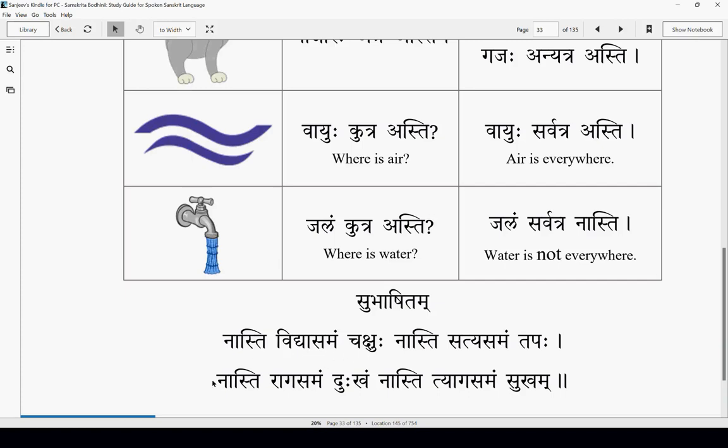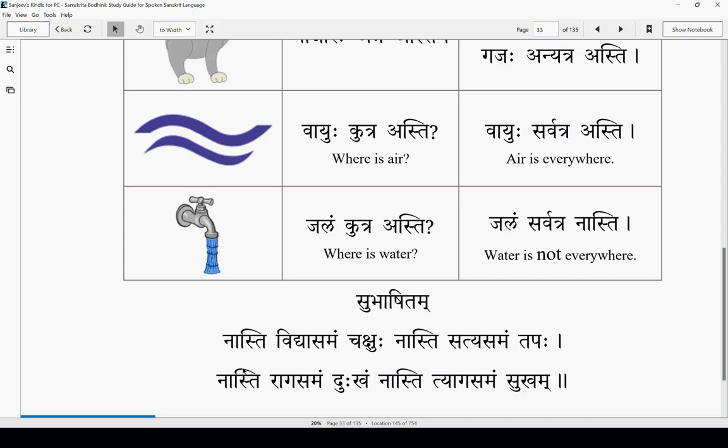Nasti vidya samam chakshu. What is the meaning here? Chakshu means eyes. One eye. Nasti means, you know? Not exist. Vidya samam. Samam: equal. Vidya: knowledge, education. Chakshu: eyes, vision.